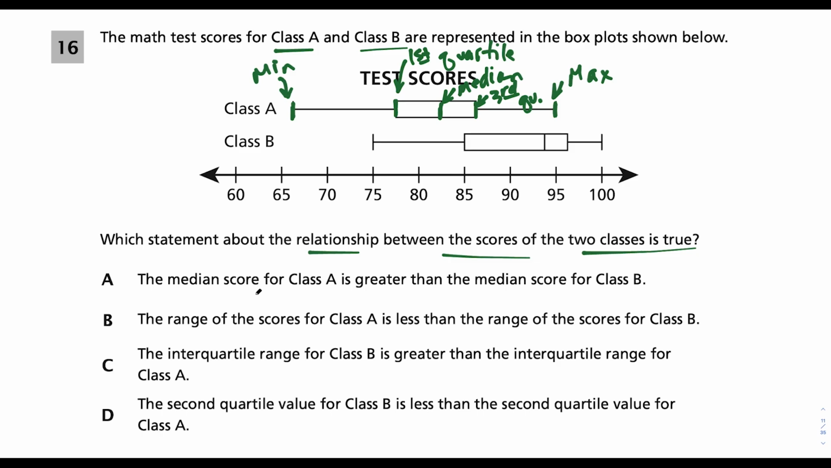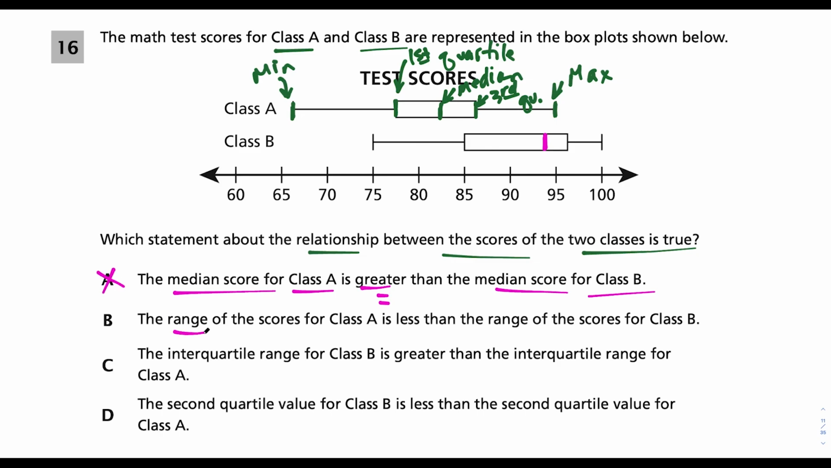So for choice A, we have the median score of Class A is greater than the median score for Class B. So what we should identify is what is the median for Class B? And you can see here that the median for B is definitely greater than the median for A because it's more to the right. It's at about almost 94, and this one is at about 83 in that neighborhood there. So Class B has a greater median, which means choice A is out.